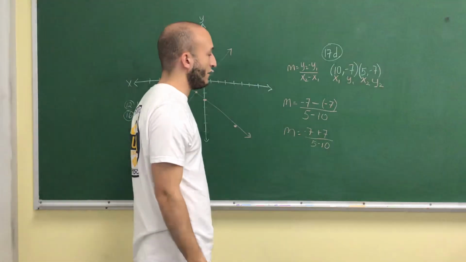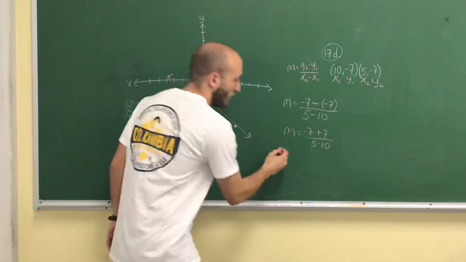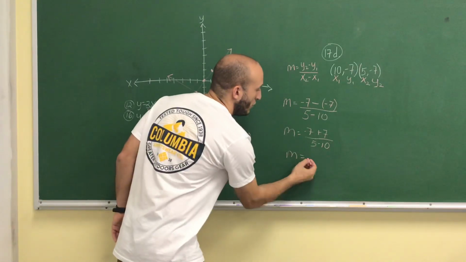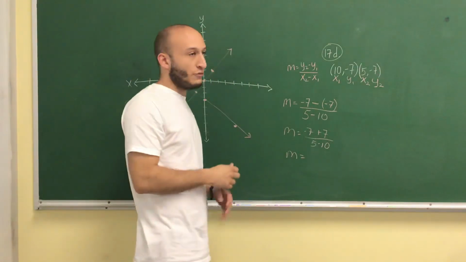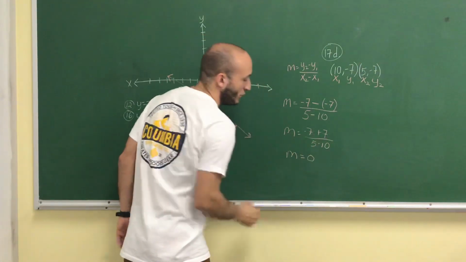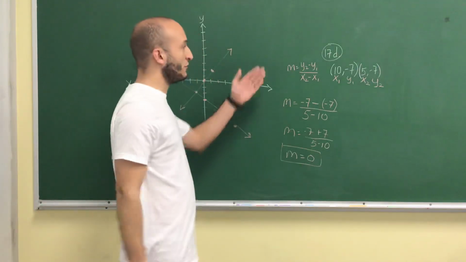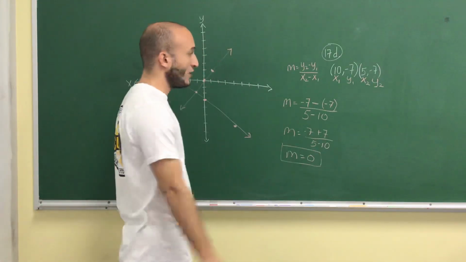Now -7 plus 7 is 0. So we know that 0 over any number is 0. So my slope will be 0 for problem 17D. Hopefully this helps.